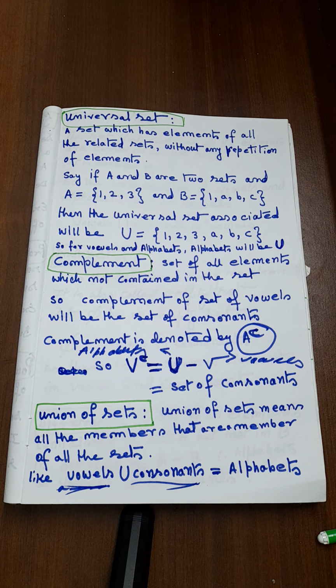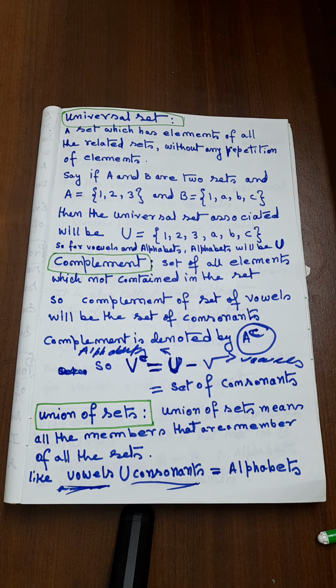Okay. Now, what is complement? Complement means the set of all elements which are not contained in the set. What does that mean? Complement means the members of a set which are not the members of the particular set. Let me give you an example. The complement of the set of vowels will be the set of consonants. Right? Why?